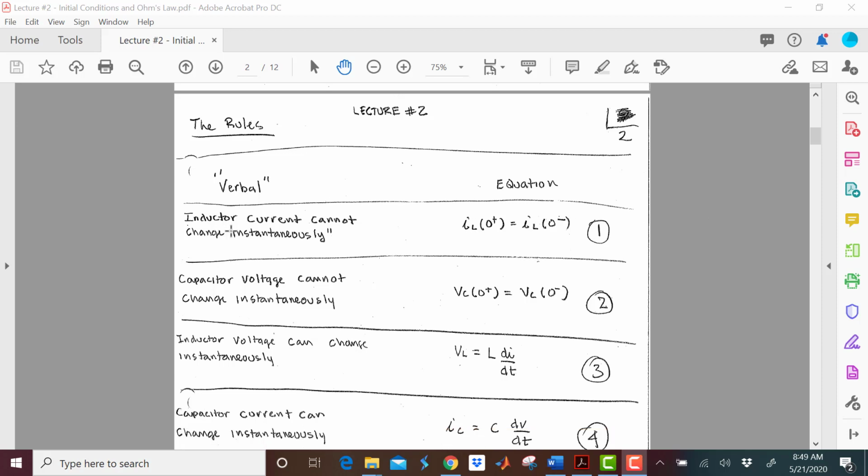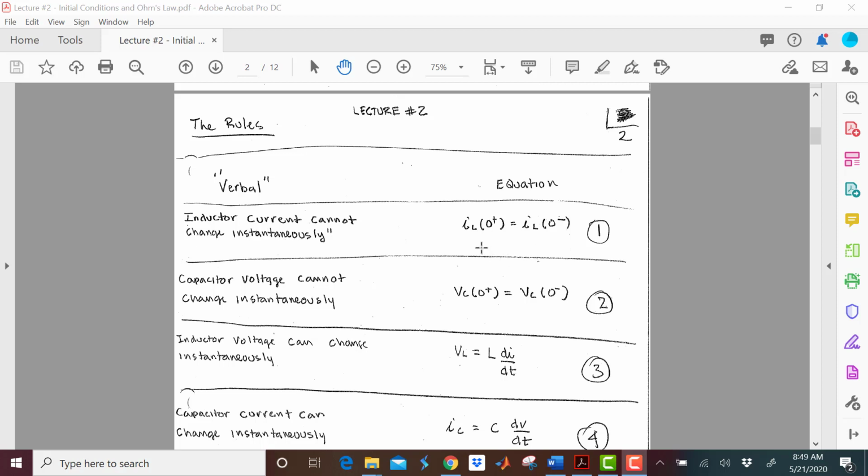So for an inductor, the current in the inductor cannot change instantaneously. You might remember we tied this back to the current being related to the magnetic field, and that's where the energy is stored, and we can't change the energy, we can't move energy instantaneously. But to get through EE310, the inductor current cannot change instantaneously, and this will get you a long way.